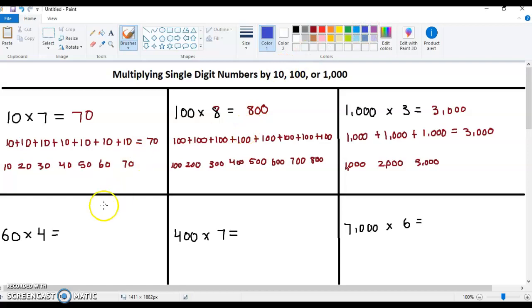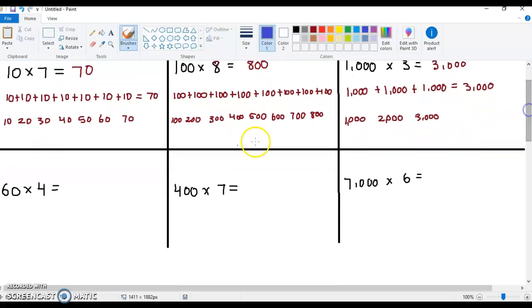Okay, so now let's change it up a little bit. We'll go down to the other row. Instead of just multiplying by a straight 10, 100, or 1000, what does it look like if we have other numbers in the tens place value, other numbers in the hundreds, and other numbers in the thousands? So here we have 60 times 4. Let me bring this down just slightly. What that means is I have the number 60, 4 times.